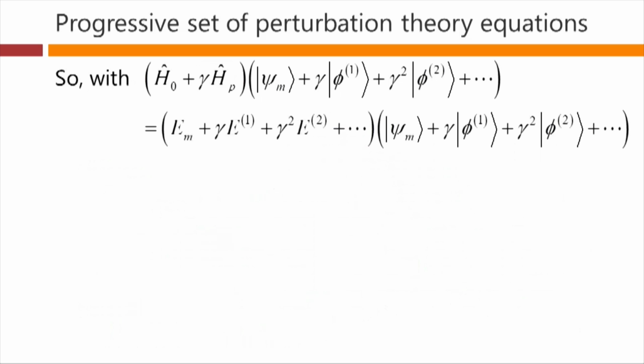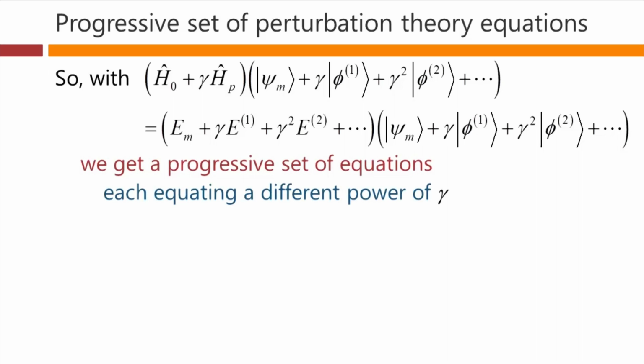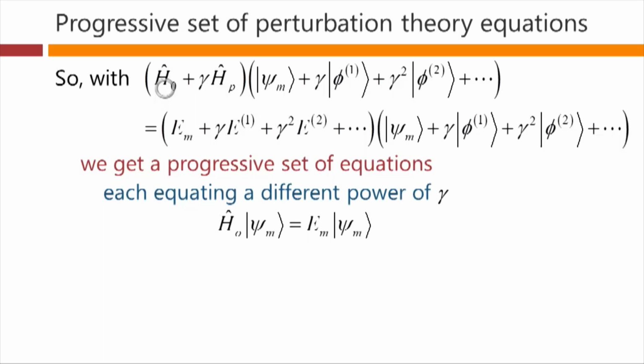So with our equation now rewritten with our new notation, we've got psi m here instead of phi naught, and we've got Em here instead of E naught, and also psi m here instead of phi naught. We can set up a progressive set of equations, each equating a different power of gamma on the left and on the right. So our first one, the one we already have, is H0 times psi m is equal to Em times psi m. Any other terms on the left would have a gamma in them, and any other terms on the right would have a gamma in them.